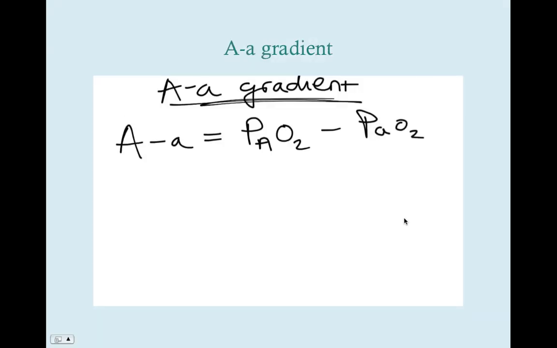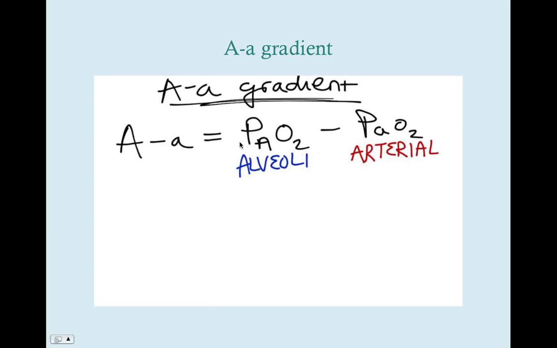Okay, so let's look at the AA gradient. The AA gradient is one of the ways we can tell, if a person is hypoxic, whether it is because of the lungs or not because of the lungs. If a disease is because of the lungs, then there should be an elevated AA gradient. So what is an AA gradient? It's just determining the difference in partial pressure of oxygen between the alveoli and the arterial circulation.